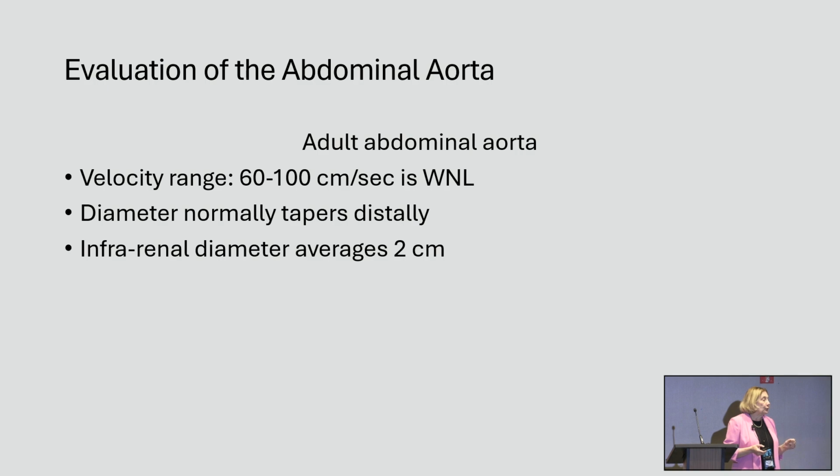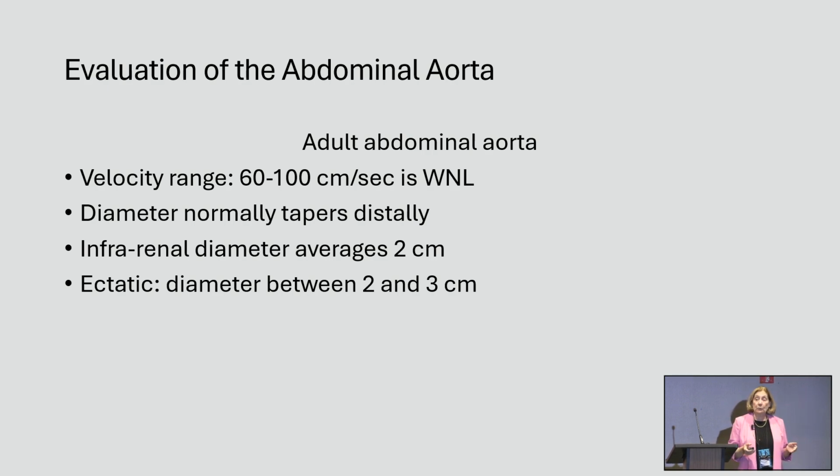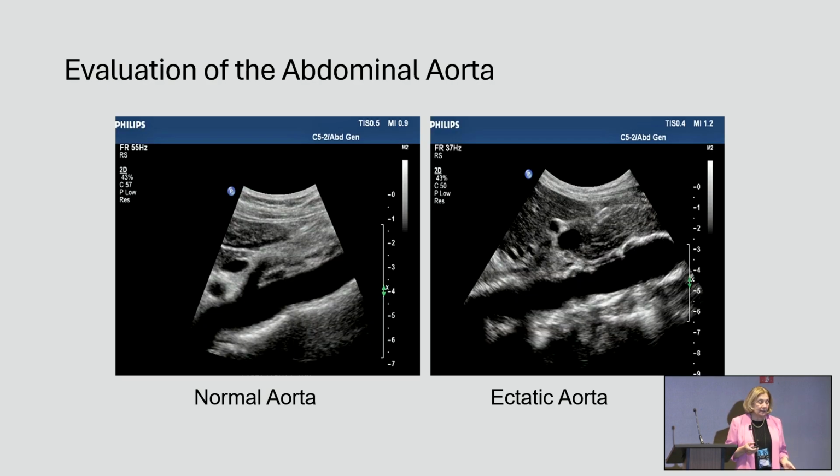Now the infrarenal aorta diameter averages 2 centimeters. So that's, again, an average. Then an ectatic, or a non-aneurysmal segment, would be between 2 and 3. Again, in general. And look at the size of the aorta going all the way down, from the xiphoid process down. This is a very nice picture of an aorta that has some disease on your right. And the aorta on the left looks pretty darn normal.